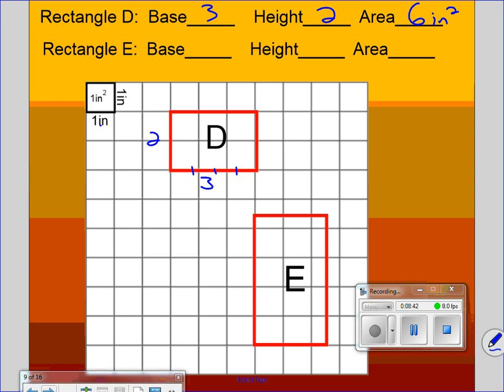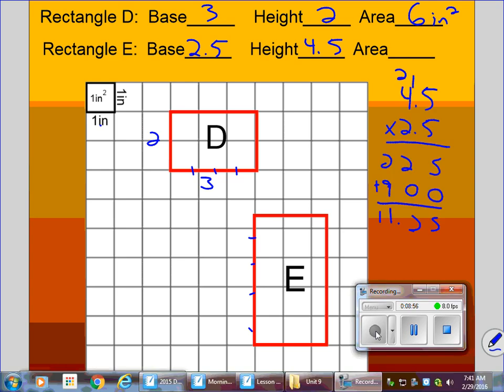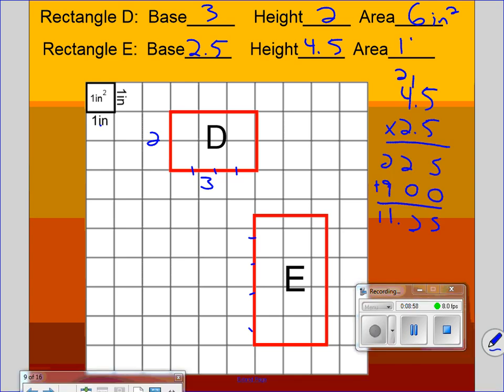Let's take a look here at E. This one's a little trickier now, okay? My base is 1, 2, 2.5. My height, 1, 2, 3, 4, 4.5. You see how they're half? What is my area? 11.25. Let's keep going.